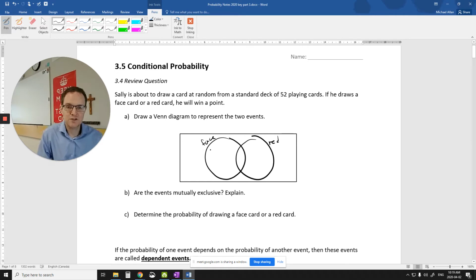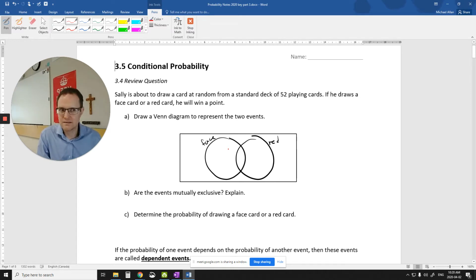All right, so hopefully you paused and tried that. Sally's about to draw a card, so we're going to draw a Venn diagram. We want to see, are these two pieces mutually exclusive? Do they have anything in common, which means they're non-mutually exclusive, or do they have nothing in common? Would there be an empty set in the intersection between the two? So I look at this and think, we could have a red face card, right? There are 12 face cards in total. Half of them are going to be red, right?